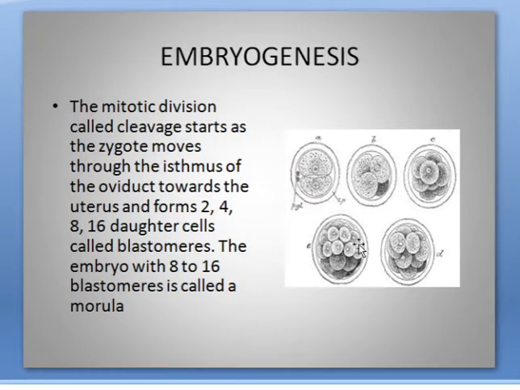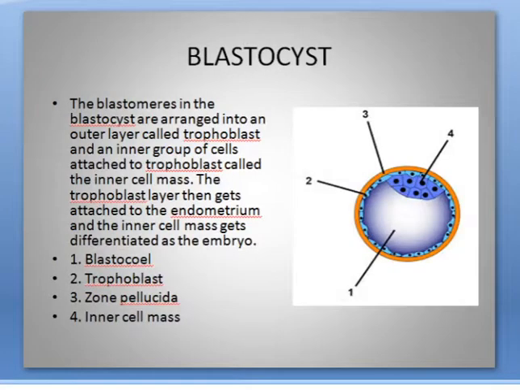This type of division increases the nuclear content in comparison to cytoplasm, so it is called cleavage division. Now these cells which are formed are called blastomeres. The stage where it is a 16 cell stage is known as the morula. The zygote has now divided into the 16 cell morula, and finally it will produce a 32 cell stage which is known as the blastocyst.